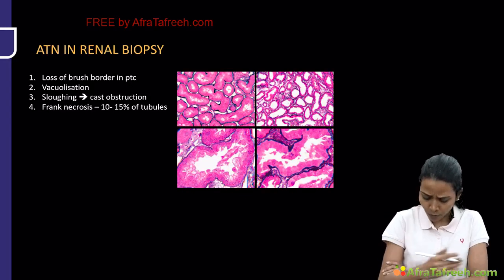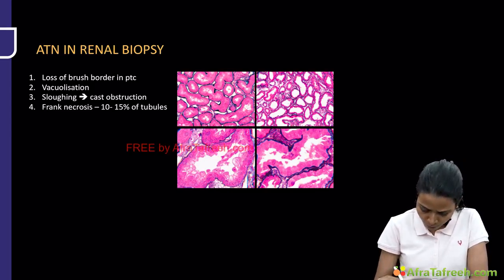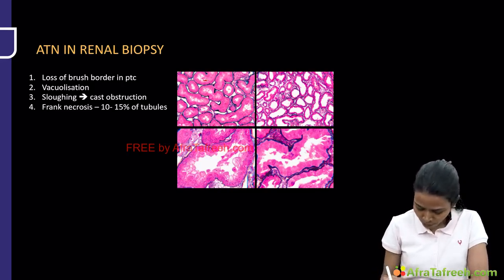Now, renal biopsy. So this is what happens in acute tubular necrosis. This is a normal tubule. If you see here, you can see the brush border. These lines that you can see are the brush border. So this brush border here, you can see it is lost.